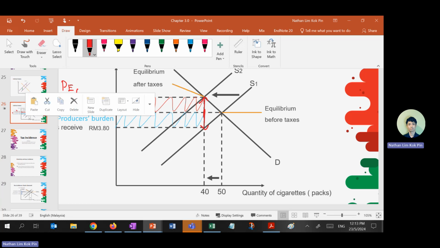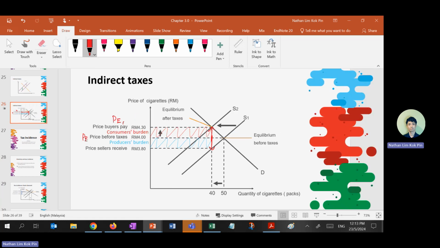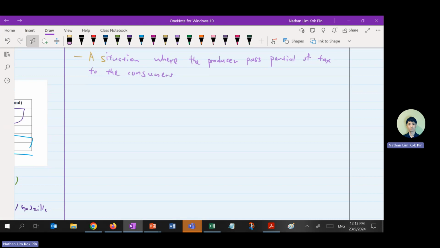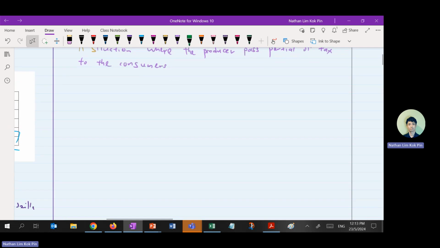Okay. So after that, can you just draw this inside your text? I'll teach you how to draw. For the first one, page 88, everyone follow me, page 88. I will show you how to draw the incidence of tax. One time only, see properly.